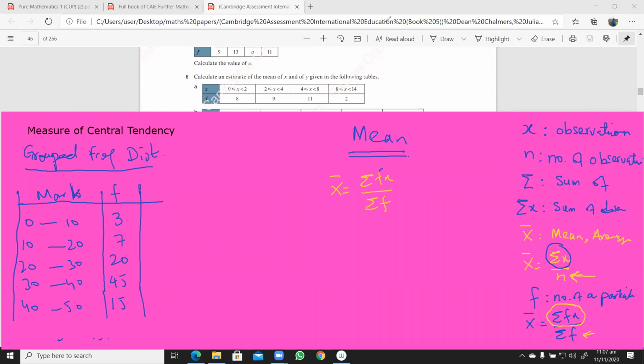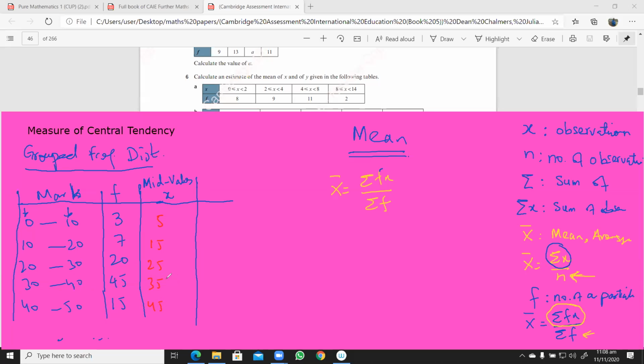Now, to get an estimate of the mean, we just assume that all these three students have marks at the average of these two limits, the lower class limit and the upper class limit. So we find the mid values, and these mid values work as x for us. That is why the question says find an estimate of the mean. The mid value of 0 and 10 is going to be 5, this one is going to be 15, this one 25, this one 35, and this one 45.